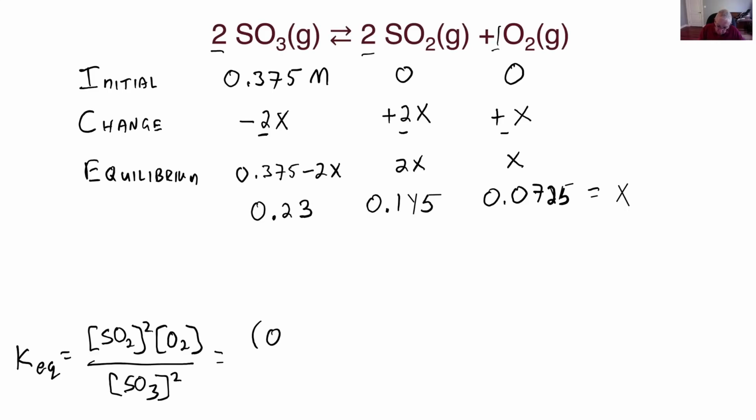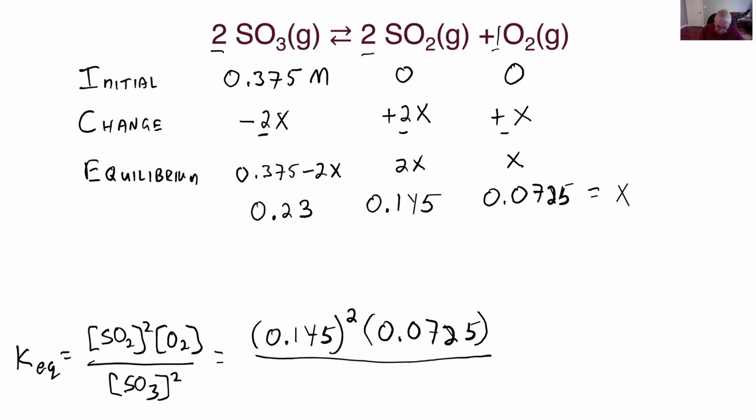So this one is 0.145, and that's squared. This one is 0.0725. And we could, if we wanted to, have just left this in terms of x and put in the value for x. I tend to do them this way by turning them into numbers. I like to make sure that all the concentration numbers are positive, for example, because they have to be, right? 0.23 squared. And if I multiply that out according to my notes over here, I get a value which is equal to 0.288.